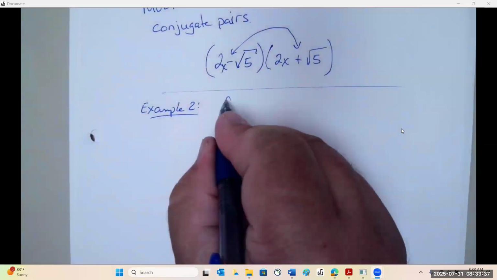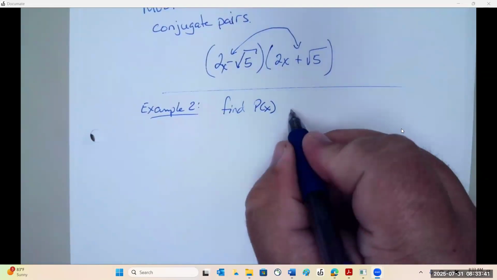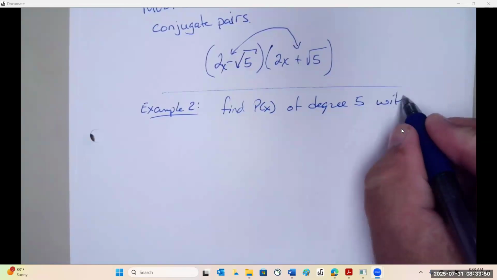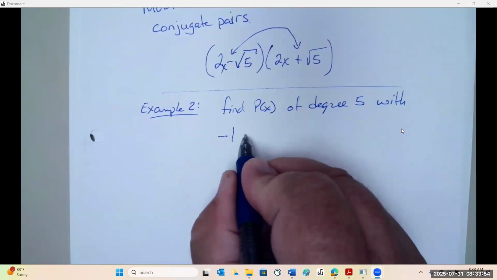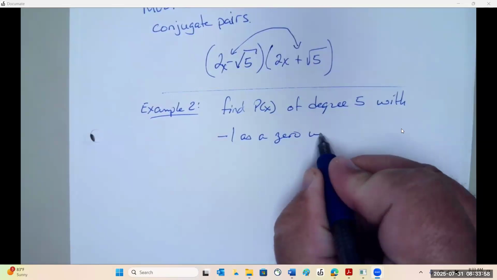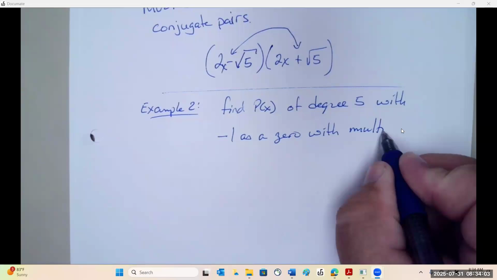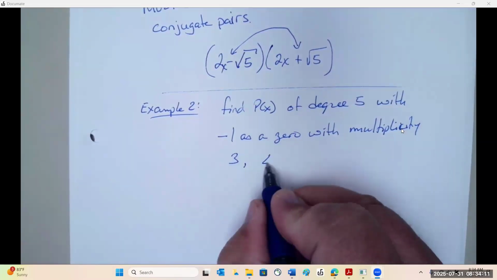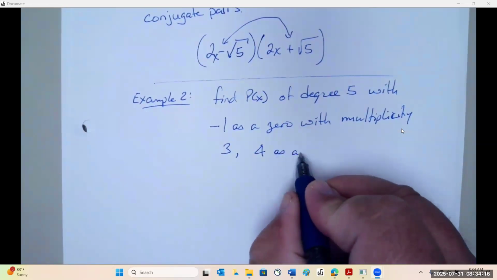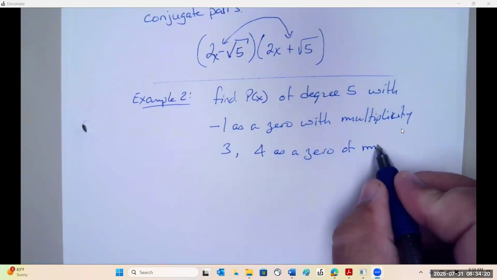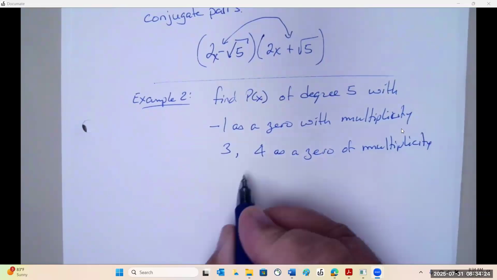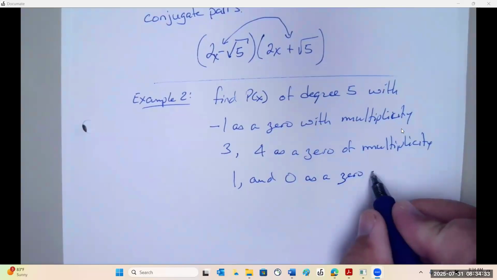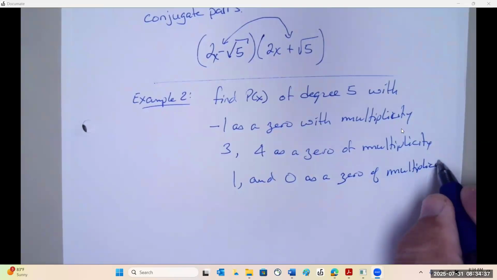Example 2. Find the polynomial function of degree 5 with negative 1 as a 0 with multiplicity 3, 4 as a 0 of multiplicity 1, and 0 as a 0 of multiplicity 1.